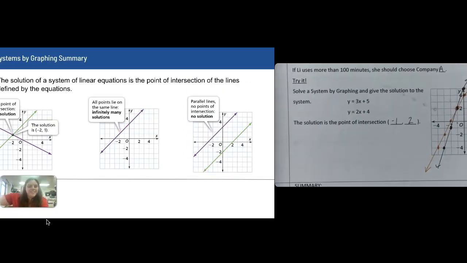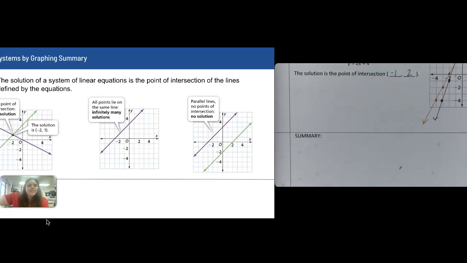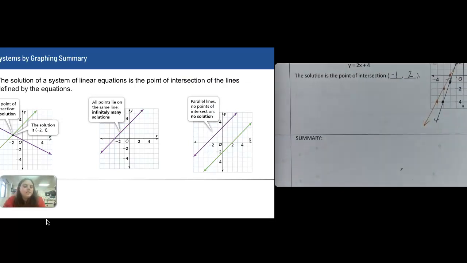Don't forget your summary. The solution of a system of linear equations is the point of intersection of the lines defined by the equations. So when we graph them, we can see if there is one point of intersection, that is our solution. If they are the same line, there are infinitely many solutions. And if the lines are parallel, there are no solutions.